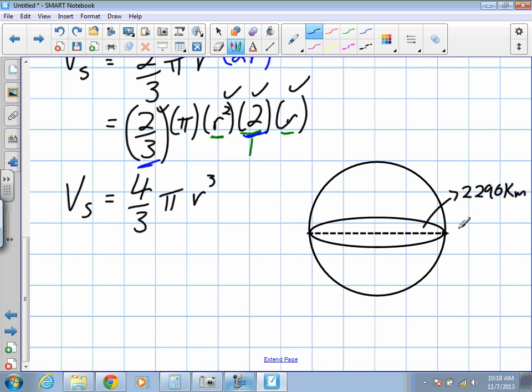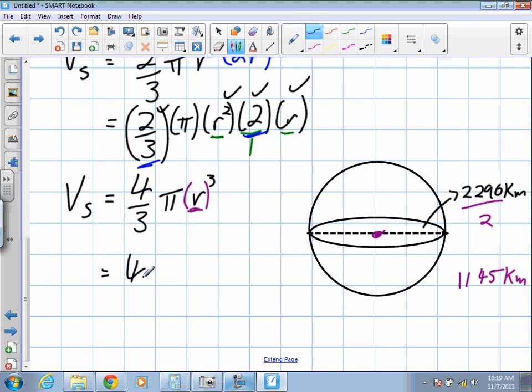So if the diameter is that, what information do we need? Radius. So what will we do with this value? And what will that give us? That's right. So the radius of Pluto, I think they call it a planetesimal now, it's no longer a planet, is 1,145 kilometers. So let's plug that value in for specifically our radius to find out the entire volume of Pluto.